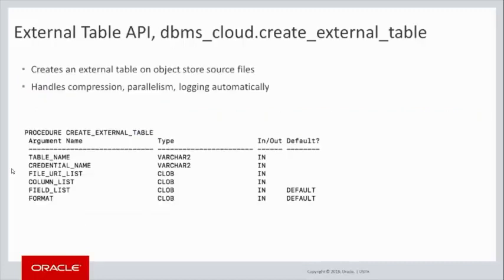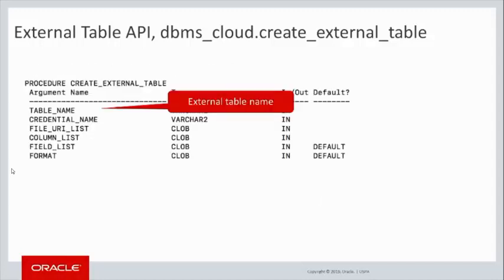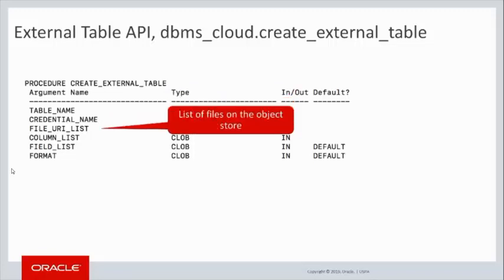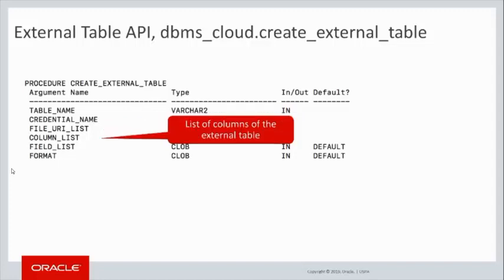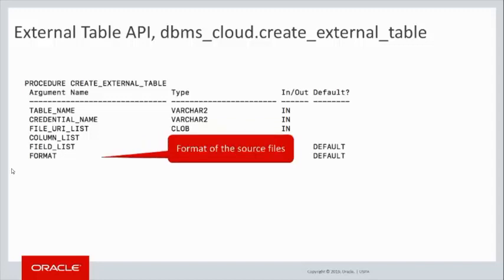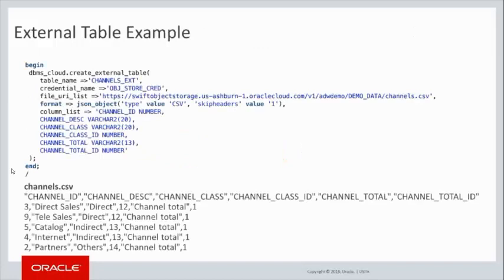The DBMS_CLOUD.CREATE_EXTERNAL_TABLE procedure creates an external table on objects stored in Object Store and handles compression, parallelism, and logging automatically. Several parameters need to be defined to use this functionality. Let's see this in more detail. The external table name defined in the database. You will need a defined credential name as discussed previously. You will need the file URI list as defined before. You will need to list the columns in the external table. This is the list of columns in the source files and the format of the source files.